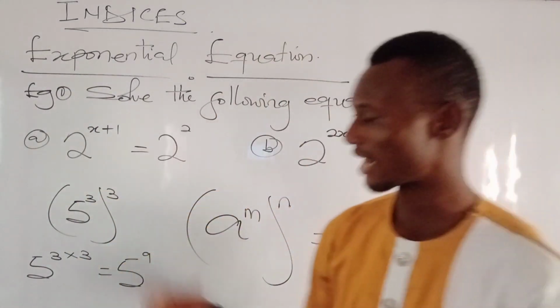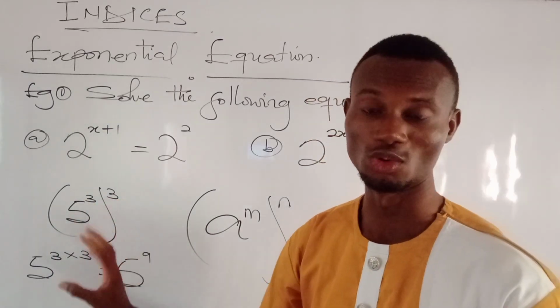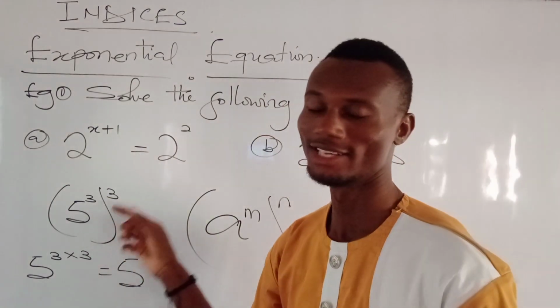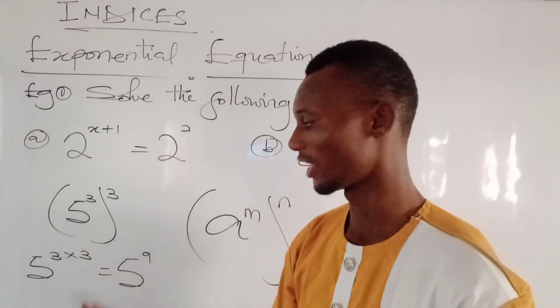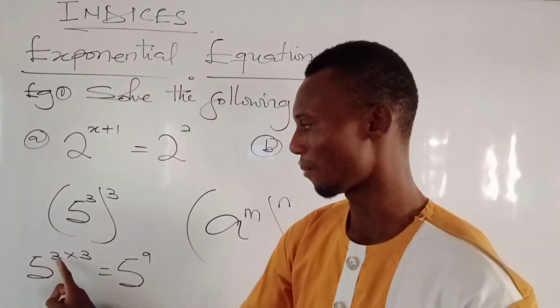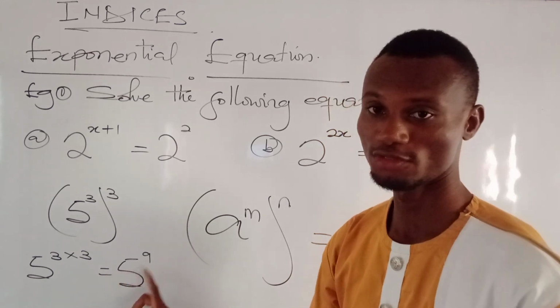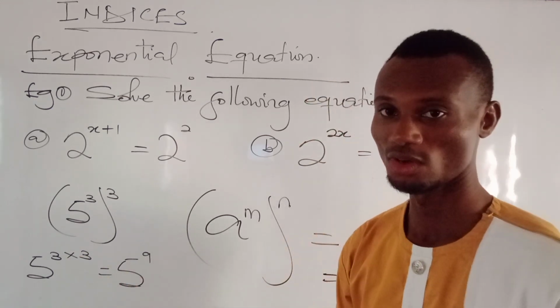Okay, so now the law says that having something like this, all that you need to do to simplify it is that the power outside the bracket will multiply the power inside the bracket. So it's going to be 5 to the power 3 times 3, which is going to be 5 to the power 9, because 3 times 3 is 9, and this is your answer.